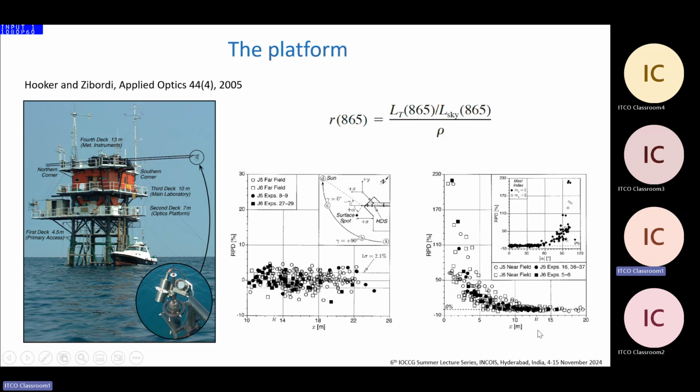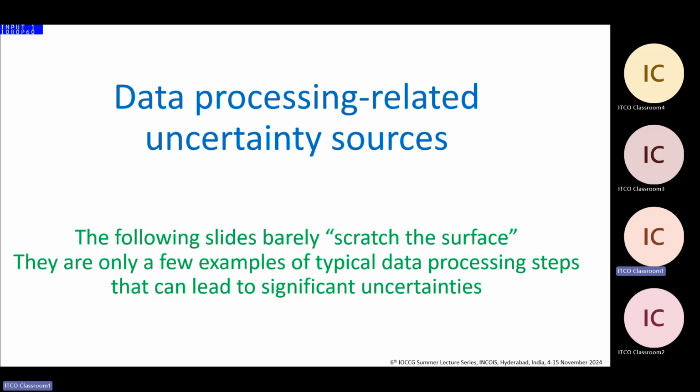And on the plot on the right, you clearly see the relative percent difference, which can be quite huge as a function of the distance from the platform. And when they come too close, of course, there was a big perturbation and the relative percent difference can be significant. Okay.